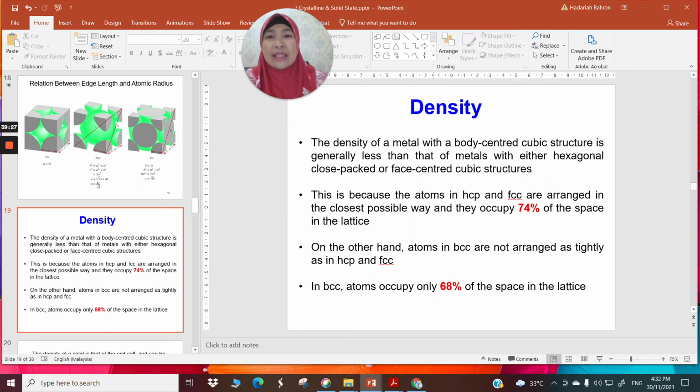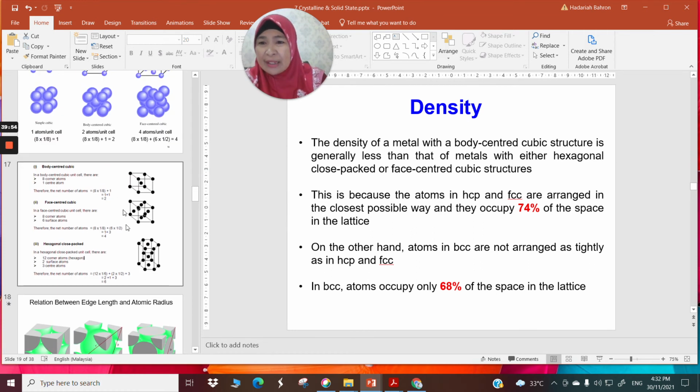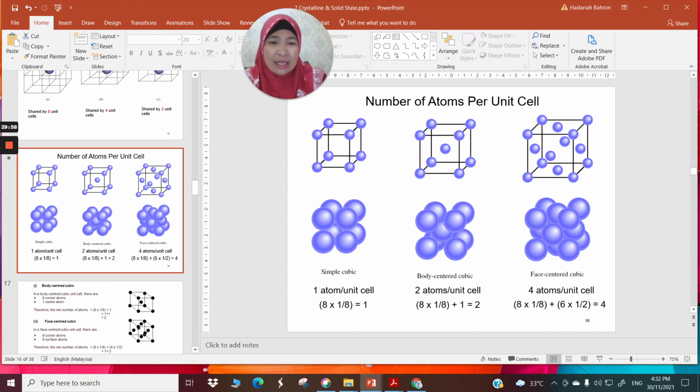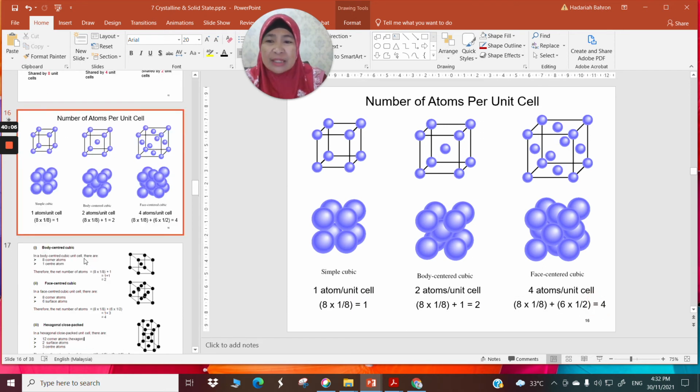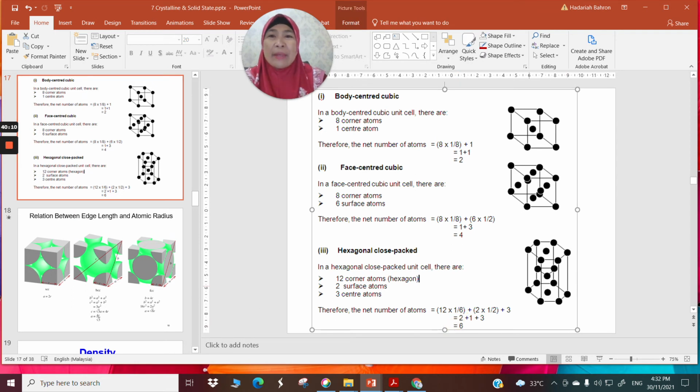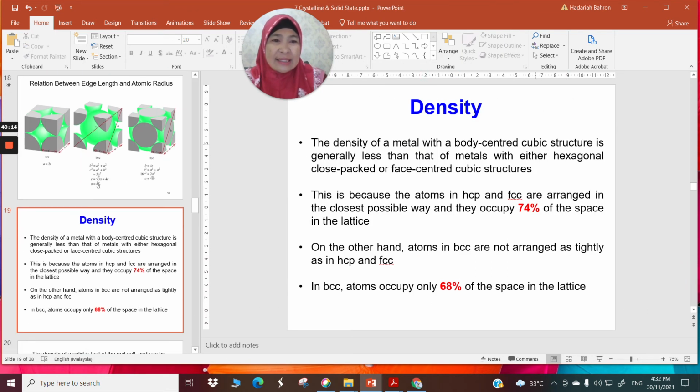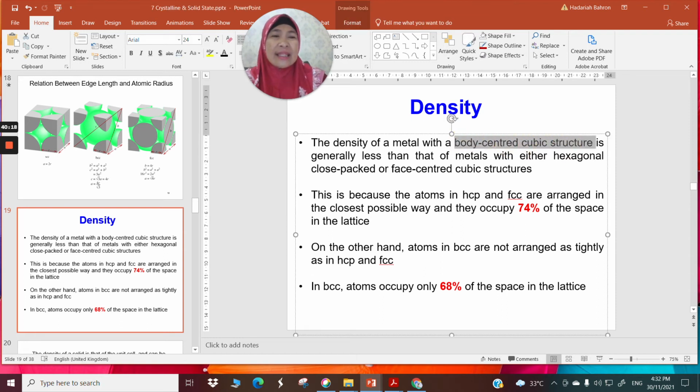But next is how to use the density to calculate a few properties of your particles. Now, obviously, the density of a metal with a body-centered cubic structure is generally less than that of metal with either hexagonal close-packed or face-centered. How do we know that? It's from here. You can see body-centered has only two particles per unit cell, whereas face-centered has 4 particles per unit cell, and hexagonal has 6 particles per unit cell. That is why the density of the body-centered cubic structure is less than that of hexagonal or face-centered cubic.